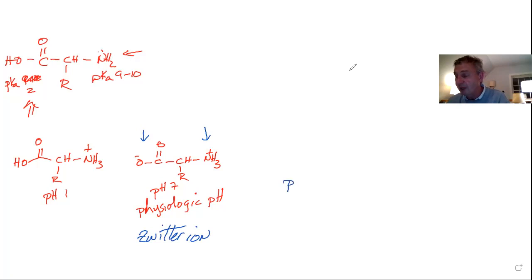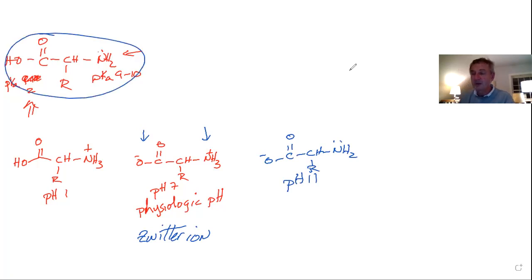If you get up to pH, let's say 11, now everything's deprotonated. So this molecule that we think of as an amino acid isn't really relevant. Isn't that remarkable? The deprotonated acid and the protonated amine are actually what exists at physiologic pH. Pretty powerful stuff.